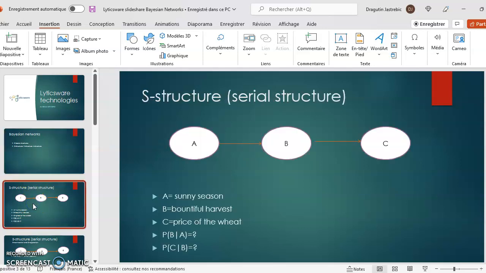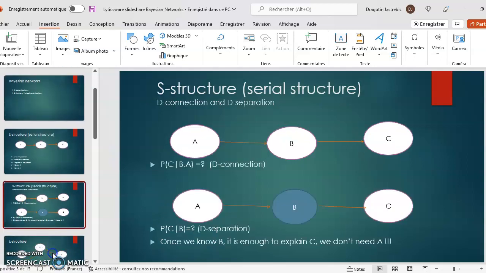Like when you have an S structure, or serial structure, there is A that influences B, that influences C. With A, we have a sunny season, and B is a beautiful harvest, and C is the price of the wheat. So we can calculate the probability of B knowing A and of C knowing B. And that is a serial structure because again A influences B and B influences C. It looks quite simple, but it can be more complicated.